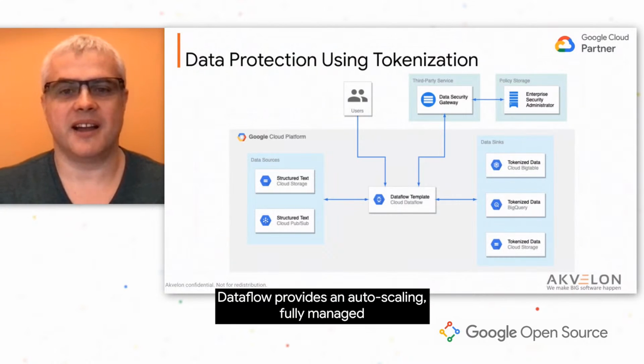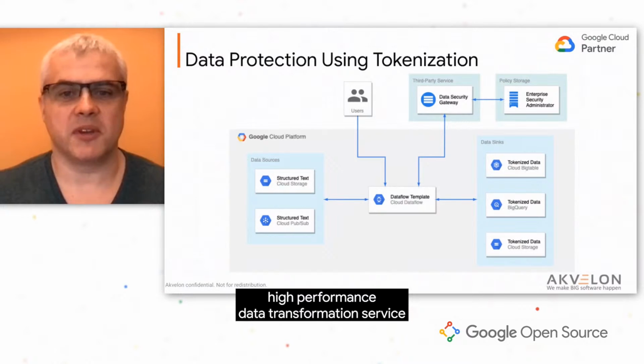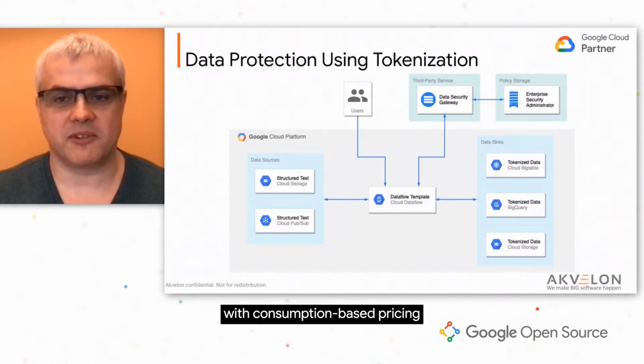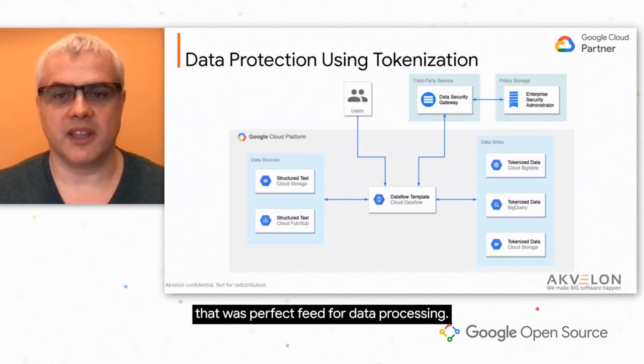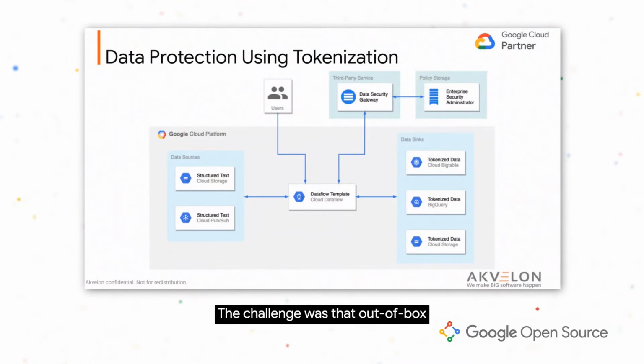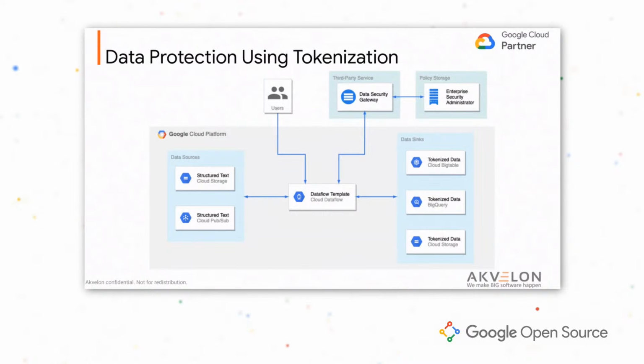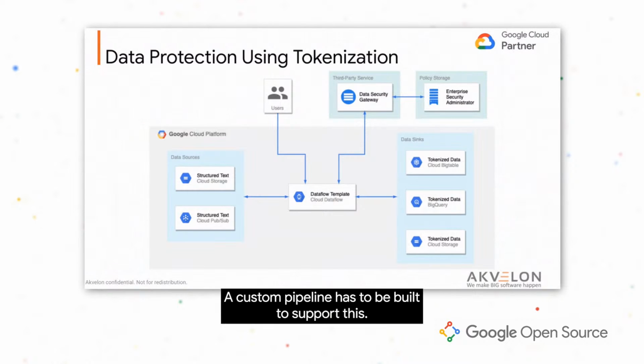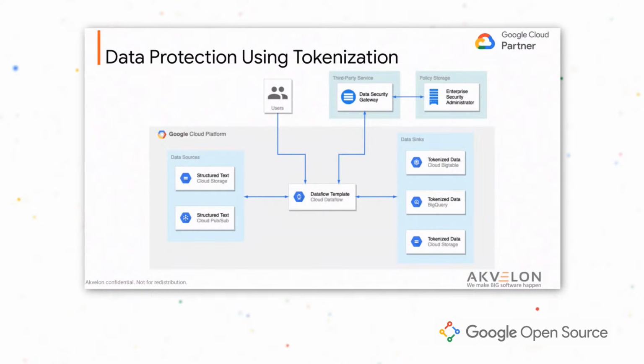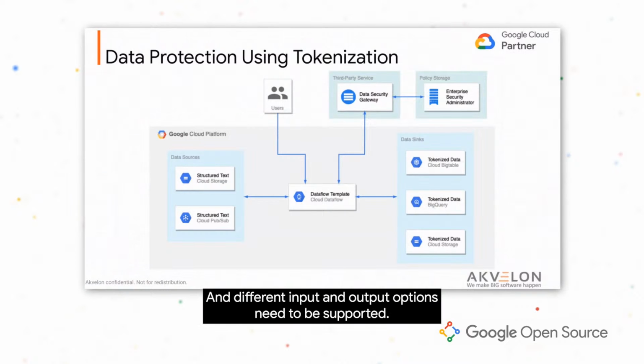Dataflow provides an auto-scaling, fully managed, high-performance data transformation service with consumption-based pricing that was a perfect fit for data processing. The challenge was that out of the box, there was no support for external calls to a third-party service to tokenize data. A custom pipeline had to be built to support this, and different input and output options needed to be supported.